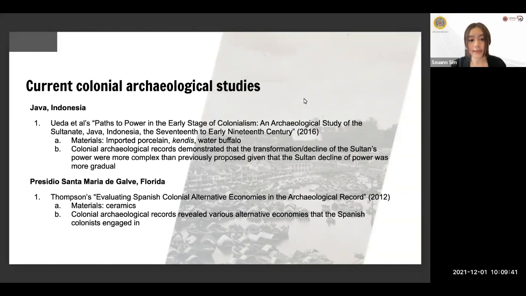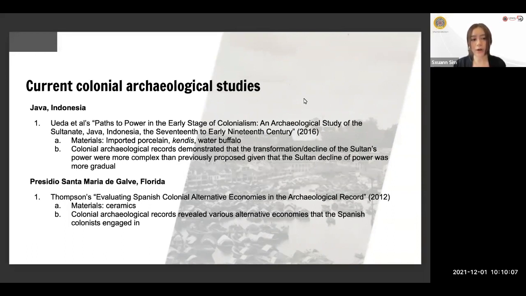So both Ueda's and Thompson's studies have shown the potential and significance of looking at the archaeological record. For Ueda, it has shown that the decline of the Banten Sultanate was more complex than it seemed, while Thompson's study provides us a way of potentially understanding alternative economies, which would not have been revealed if not for the archaeological records.